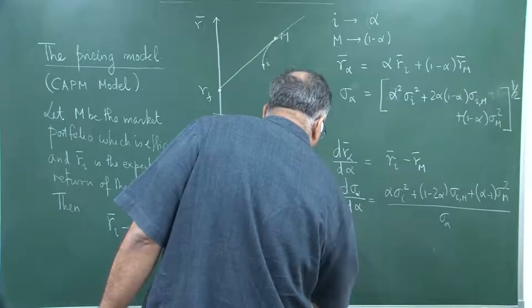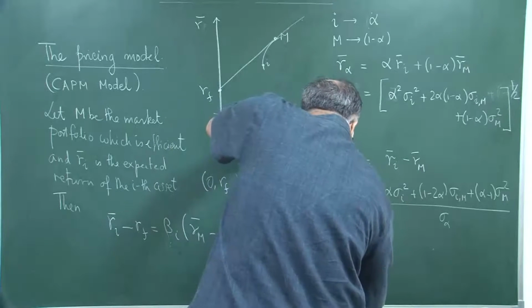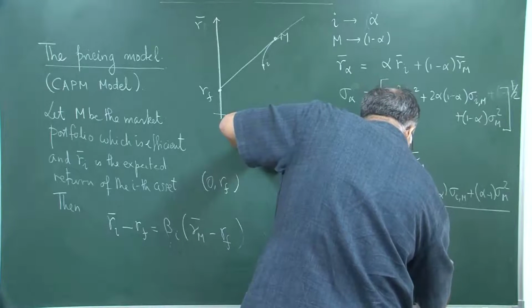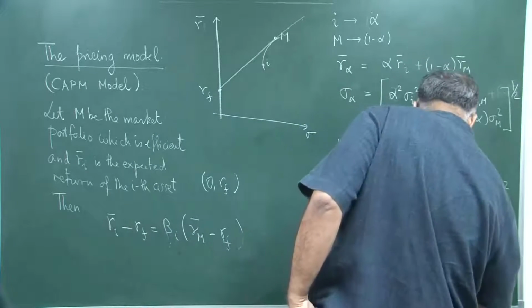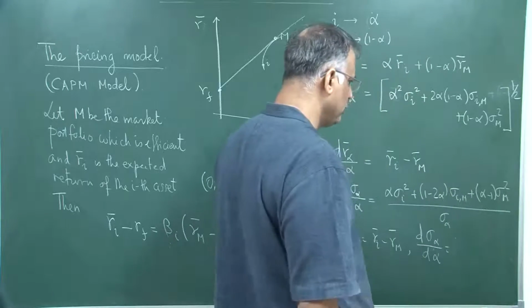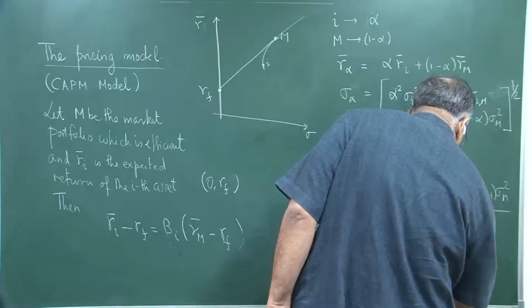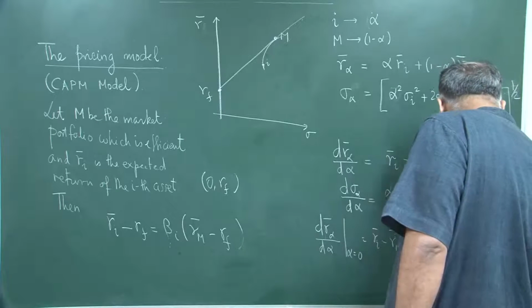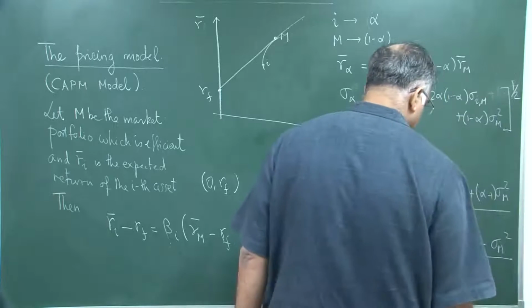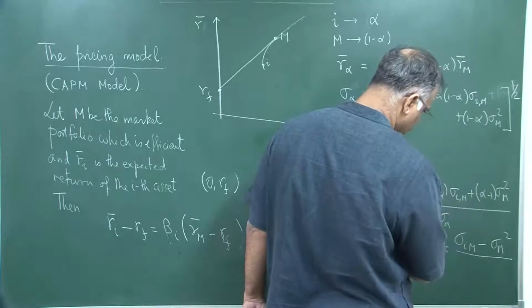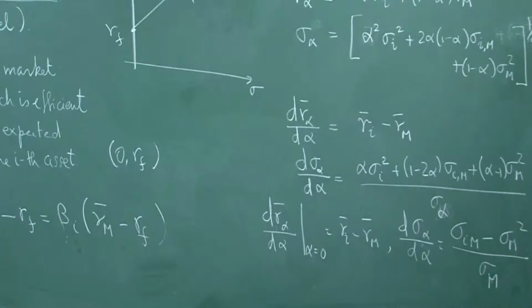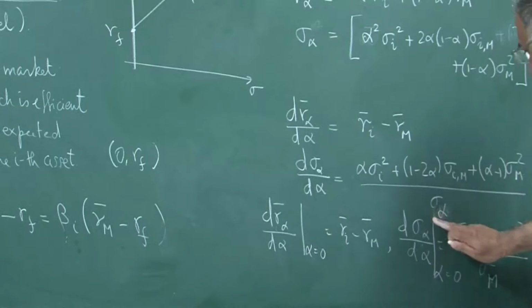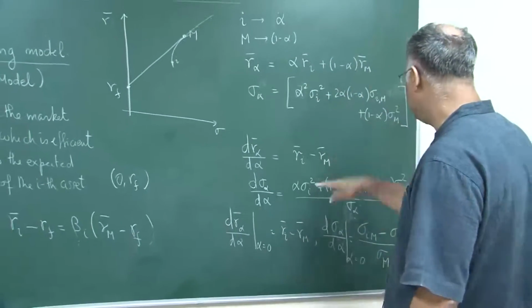So, d r bar alpha by d alpha at alpha equal to 0 is r I bar minus r m bar, but d sigma alpha by d alpha is equal to, put alpha equal to 0, right. Once you put alpha equal to 0, it will give me sigma Im minus sigma m square divided by sigma alpha. Because if you put alpha equal to 0, sigma alpha just gives sigma m, because this is a calculation of the square root, with 1 by 2 root alpha, the chain rule basically.